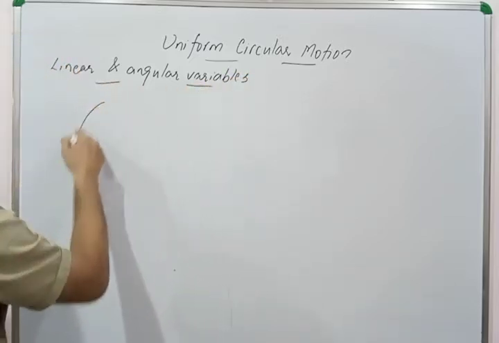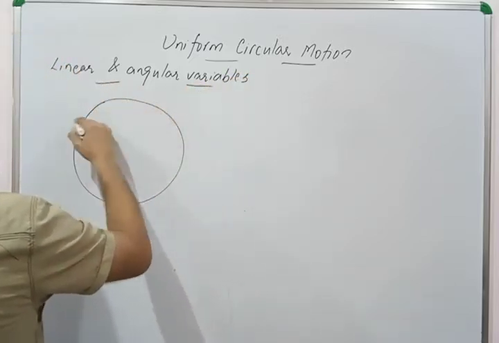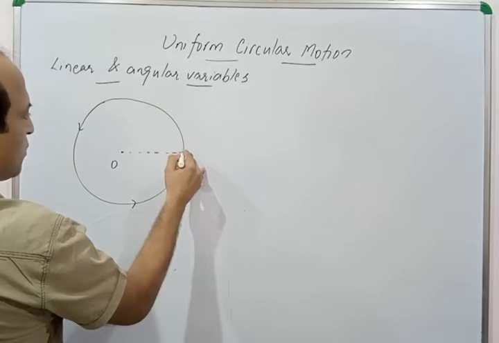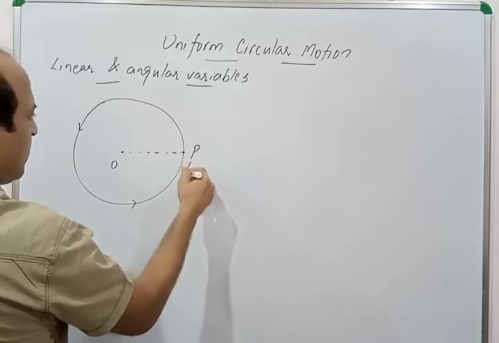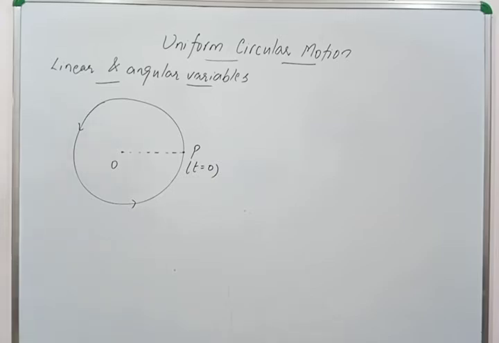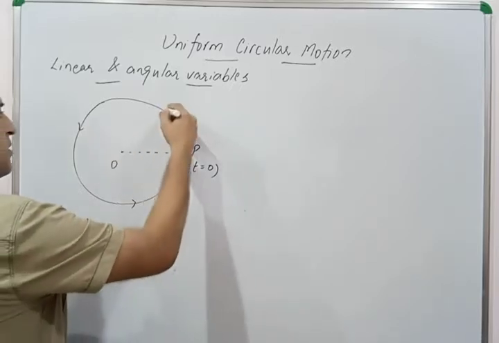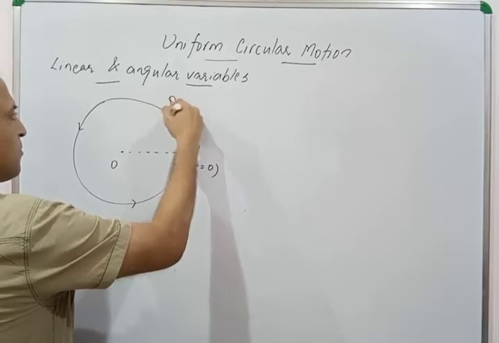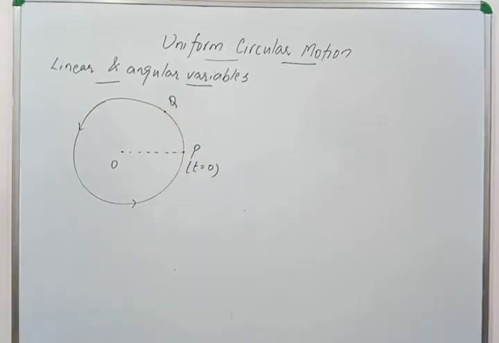Let us assume a circle on which the body is, say, moving in anti-clock direction. O is the center of the circle, say, and at t equal to 0 the body is at point P. Means object अपना motion P से start करता है. उसकी जहाँ से मर्जी है वहाँ से start करेगा. ठीक है. Now what happens, in some time the particle moves to Q.